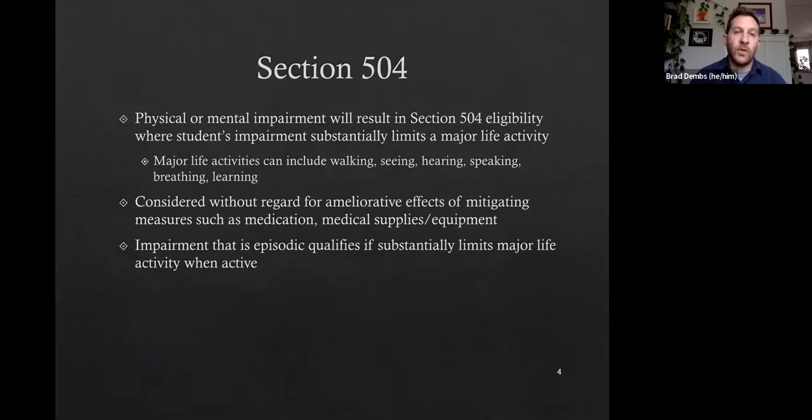Now, mostly we'll be focusing on IDEA and children who have IEPs, but there is a comparable requirement under Section 504. So you can be eligible as a student who needs a 504 plan, but who may not need an IEP, if you have a physical or mental impairment that substantially limits a major life activity. And that can be anything from walking, seeing, learning is one, a significant one.